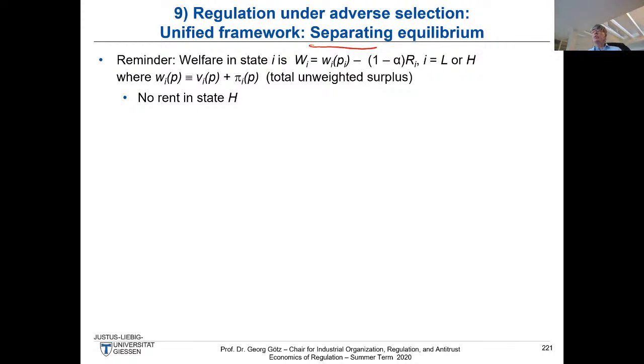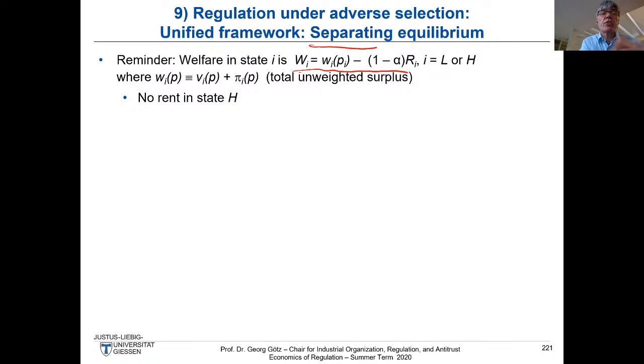So what we want to derive is really two contracts, or a menu of contracts, or actually it's two menus, two prices and two transfers. A price PL and a transfer TL tailored to the low type, and a price PH and a transfer TH tailored to the high type. Okay? Now, in order to derive that, we have to maximize welfare.